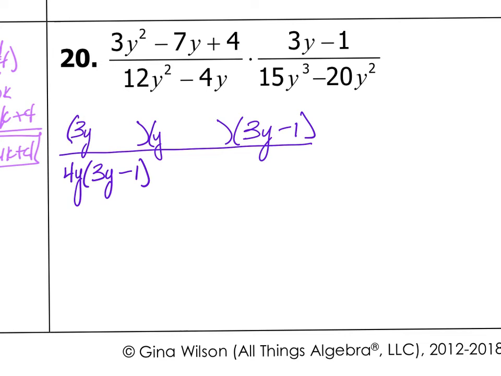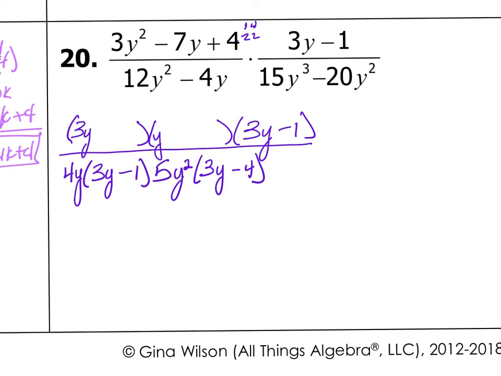Okay. And what about 15y cubed minus 20y squared? Well, I think a 5 goes into both of them, and then probably a y squared. And that would leave me with 3y minus 4. 5y squared times 3y would give me 15y cubed. 5y squared times negative 4 would give me negative 20y squared. Okay, so my factors up here of 4 are 1 and 4 and 2 and 2.